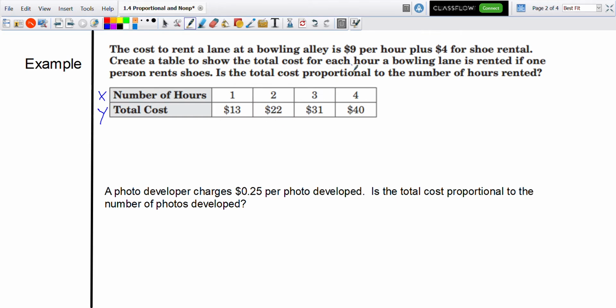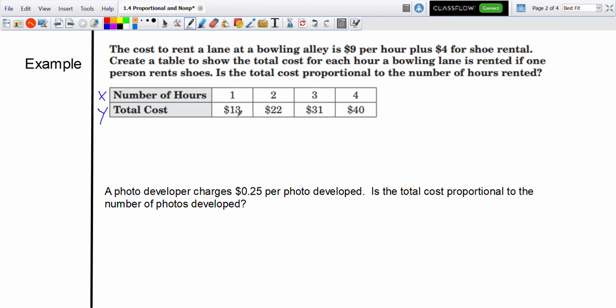At 3 hours, it cost me $27 for the time, right? 3 hours times $9 per hour is $27 for the time, plus $4 for the shoes is $31. And here, 4 hours times $9 per hour is $36 for the time, plus 4 for the shoes is $40 for those 4 hours. So let's find the COP then.